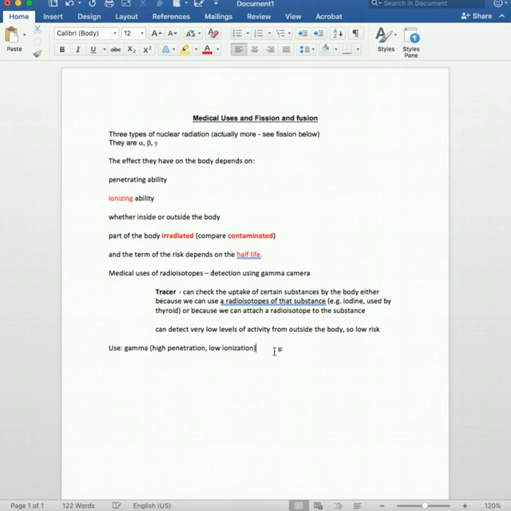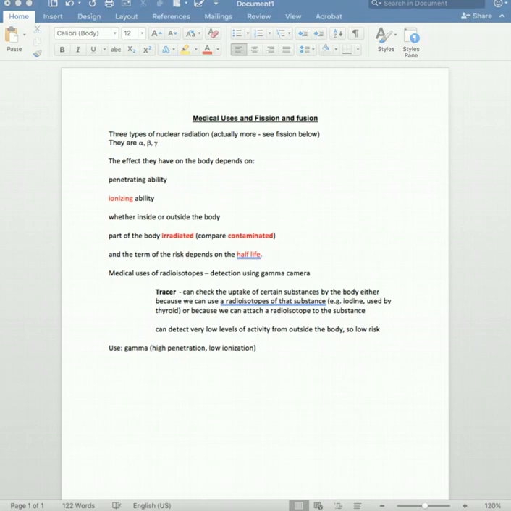For any tracer, we're going to use a gamma source. And to be honest, most uses of radioisotopes are gamma. There are exceptions, of course. Smoke detectors use alpha, and paper thickness, metal sheet thickness, like making aluminium foil, these use beta, but most uses you'll find are gamma.